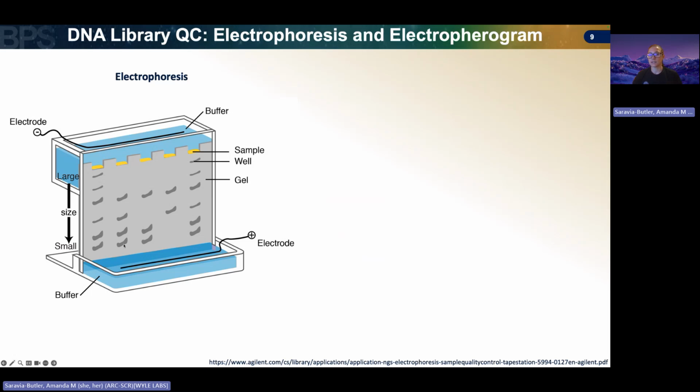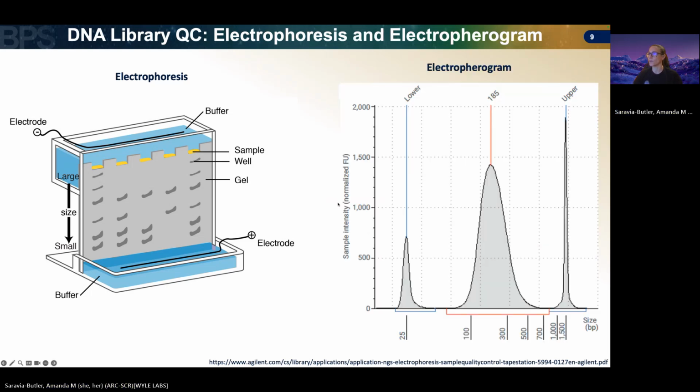And the thickness of these bands is going to correspond to how much of that size DNA is in our sample. So again, smaller pieces of DNA are going to be on the bottom, larger pieces of DNA are going to be on the top. And we're going to be able to utilize this to see what the size of our libraries are.